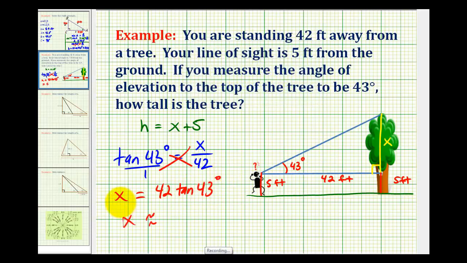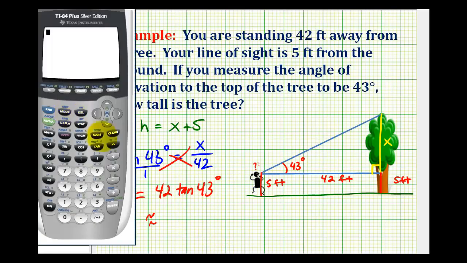And now we'll use the calculator to determine this product. Let's check our mode. We are in degree mode. So now we can just type in 42 times tangent 43 degrees. And so x is approximately 39.2 feet.